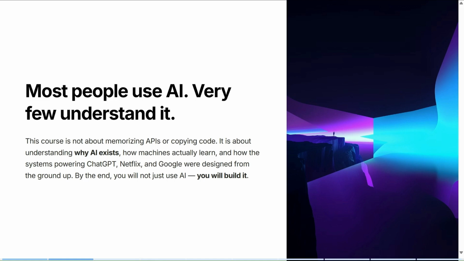So what do we have in this course? Let's consider that most of the people who are using AI, I don't think everyone understands it. And this course is not about memorizing APIs or copying code. It's about understanding why AI exists, how machines actually learn, and how the systems powering ChatGPT, Netflix, and Google were designed from the ground up. By the end, you will not just use AI, you will build it.